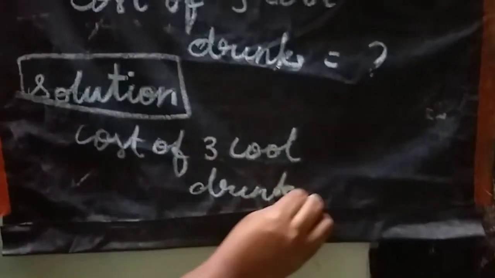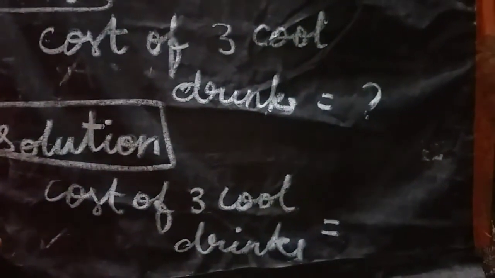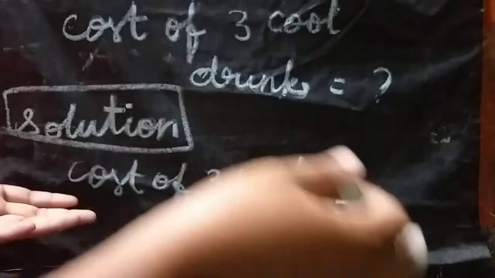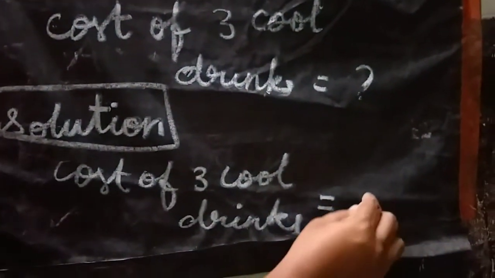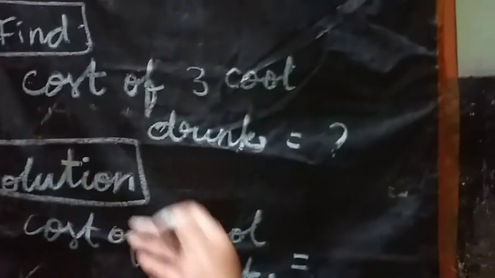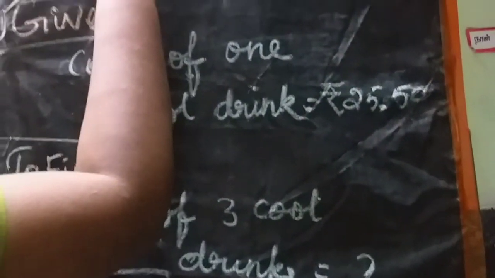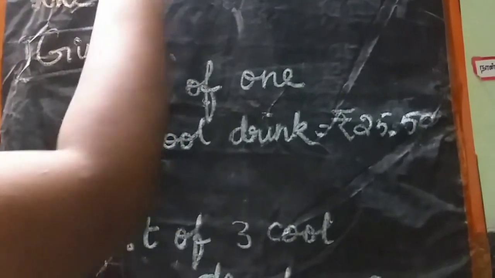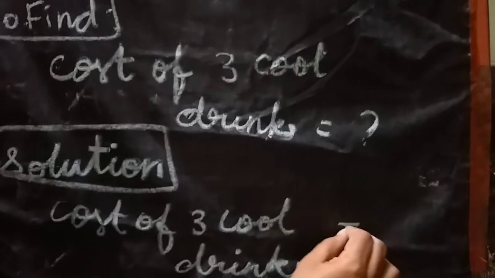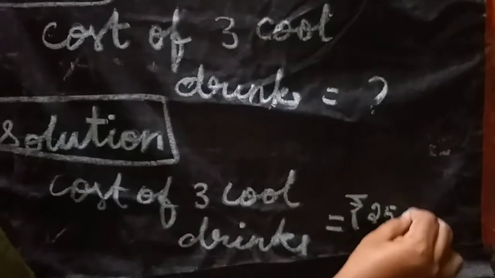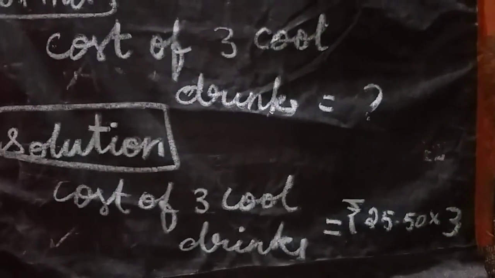Okay. And for three cool drinks, here you should write whether it is multiplication, division, addition or subtraction. Here only you should write. This is what sum? One is in the given part, so you should write this is multiplication. So, rupees 25.50 into 3. Okay, student.